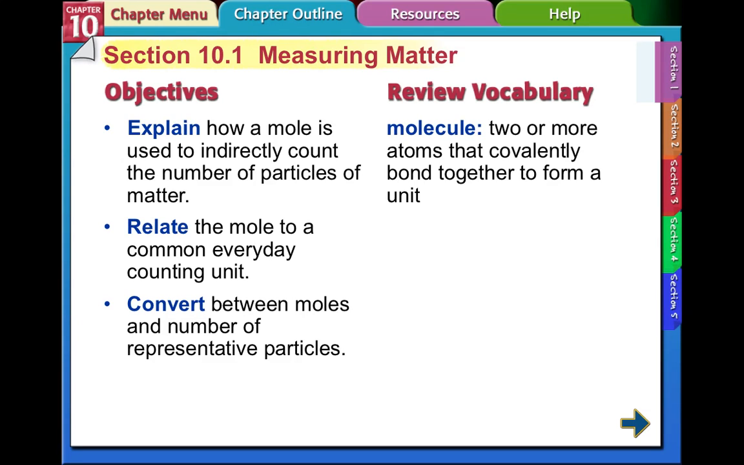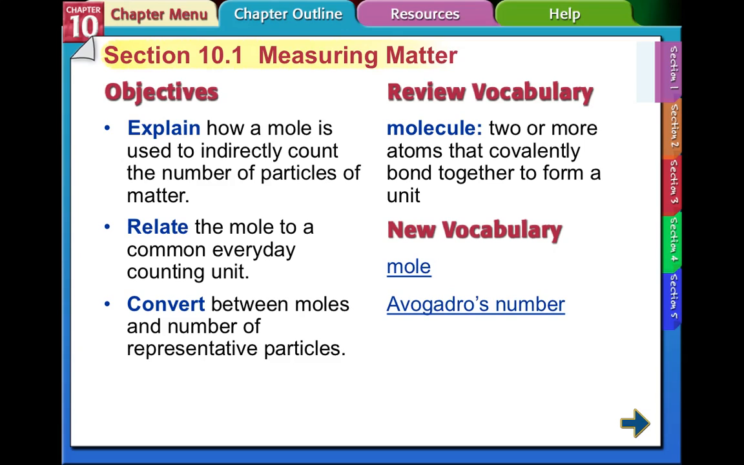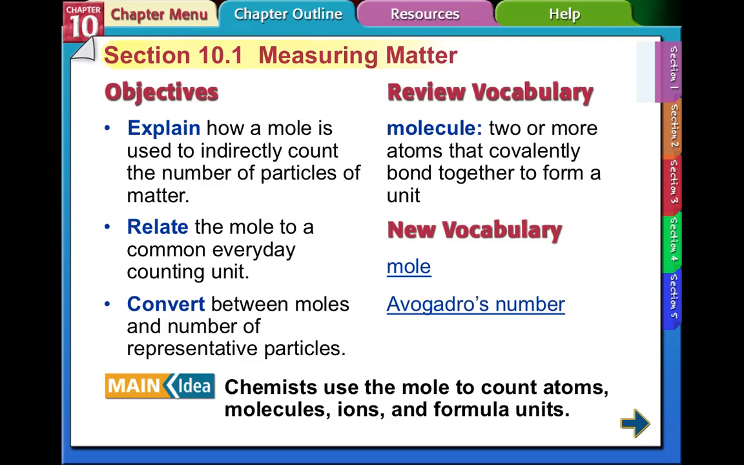Review vocabulary. Remember that a molecule is 2 or more different atoms that are covalently bonded together to form a unit. The new vocab we're going to be looking at is the word mole and Avogadro's number. Main idea for this section: chemists use the mole to count numbers of atoms, numbers of molecules, ions, formula units.